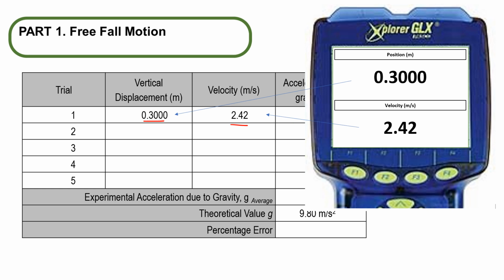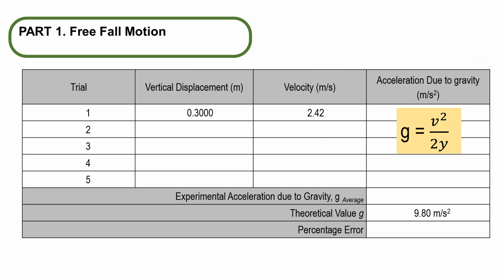After trial 1, we need to perform the experiment again and get the data for trials 2, 3, 4, and 5. Assuming we have this data, the vertical displacement is again 0.3, the velocity is 2.42 meters per second, and we can compute the acceleration due to gravity using this formula. Acceleration due to gravity, g, is equal to v squared divided by 2y. The v here is the velocity, in the third column, and the y is the value of the vertical displacement.